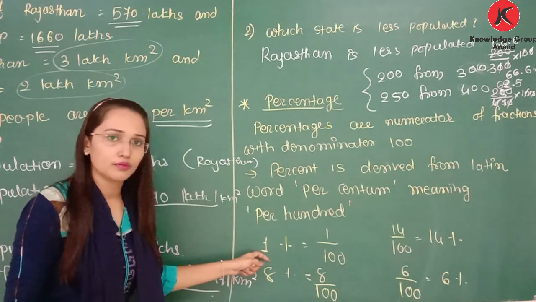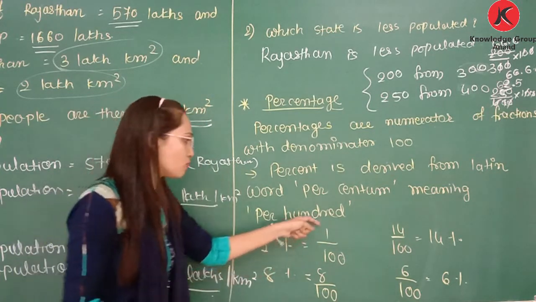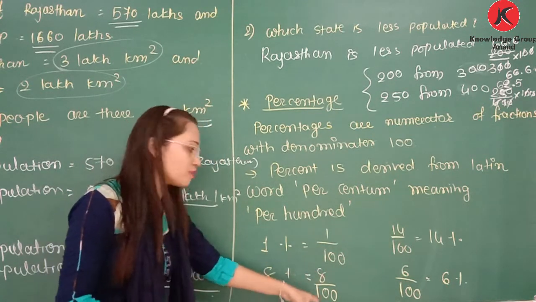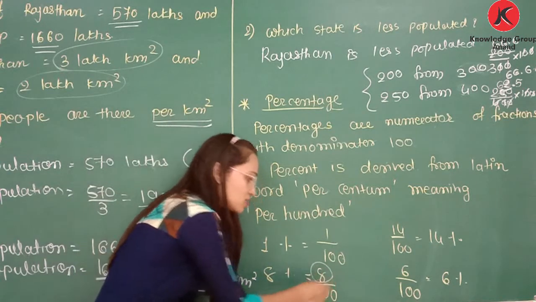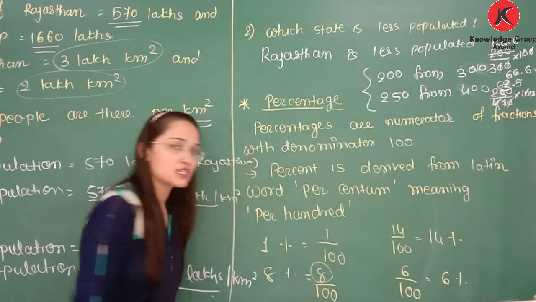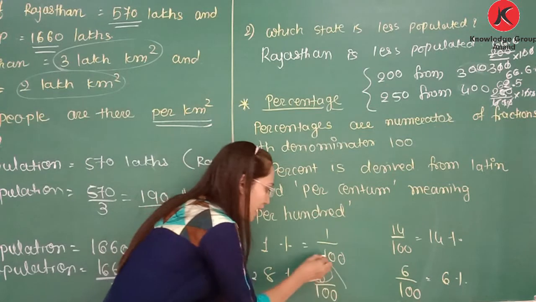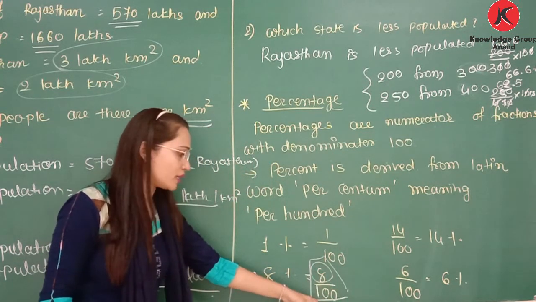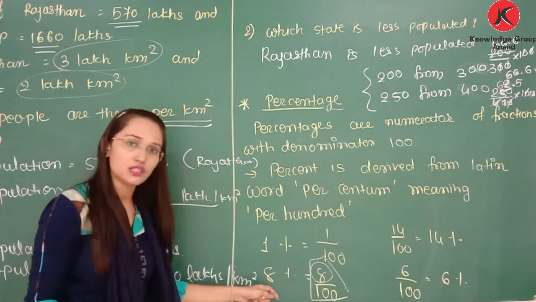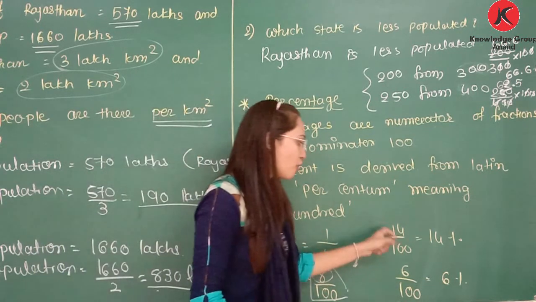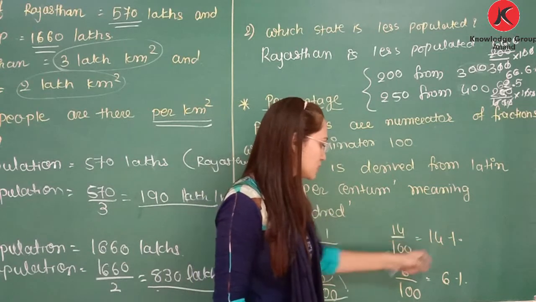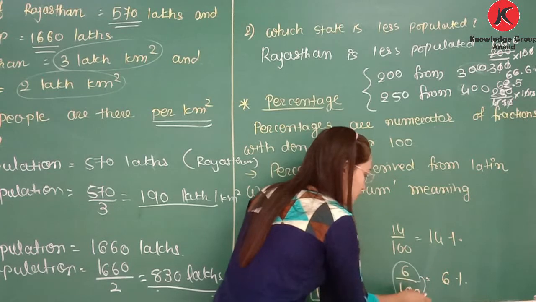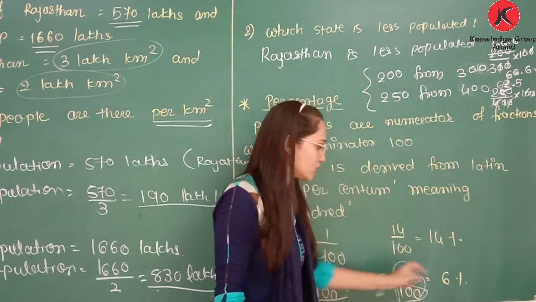So if we are using 1%, it means 1 by 100 as a fraction. 8% means 8 by 100. So 8 is the numerator, 100 is the denominator. So it is the numerator of a fraction which has denominator 100. So 8 by 100 represents 8%. 14 by 100 represents 14% and 6 by 100 represents 6%. Why? Because it is a fraction which has a denominator 100, that's why it is 6%.